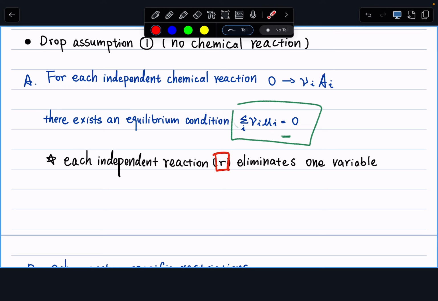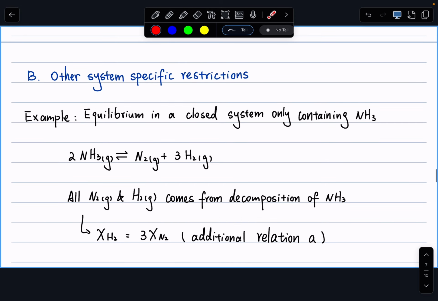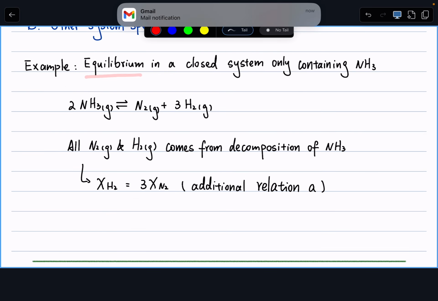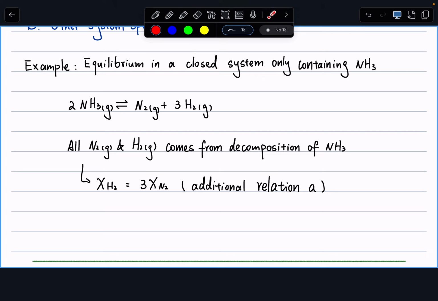Okay. The next one will be a little bit chaotic. Then we have the system-specific restrictions. I have to mention it because they do exist, but these are less general and more questions tend to arise for these descriptions. For example, if we have equilibrium in a closed system containing only NH3. In this case, even if we only have this one reaction taking place, all of my N2 gas and H2 gas will come from the decomposition of NH3.